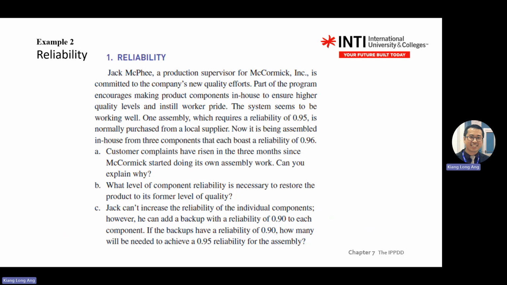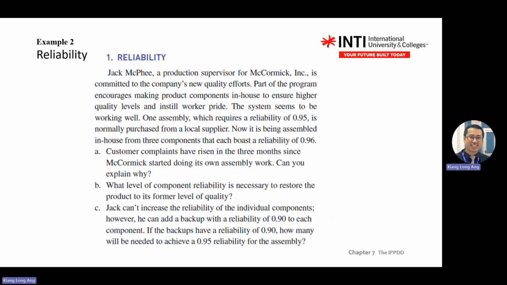This question asks you to design a backup system. How many backup systems do you need? What is the original system? R1, R2, R3, each 0.96. It cannot increase anymore, 96%.